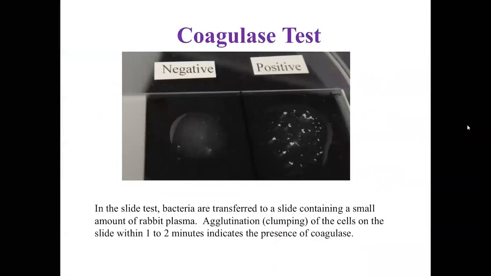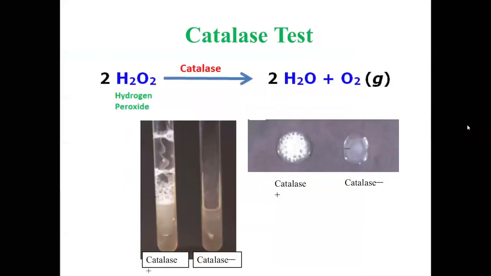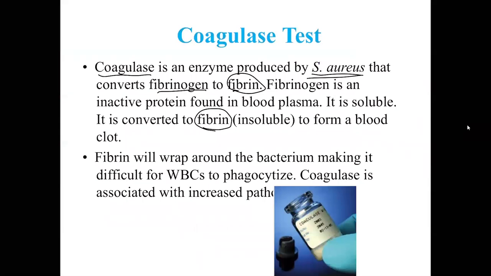We can add fibrinogen to the colony in some water, and we're going to look for clumping, just like when you do blood typing. If it's positive, it's going to clump. Clumping is also referred to as agglutination. That's another word for clumping. So if you have coagulase, you will have clumping.